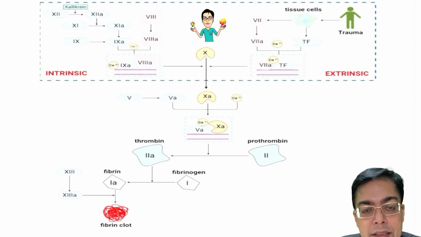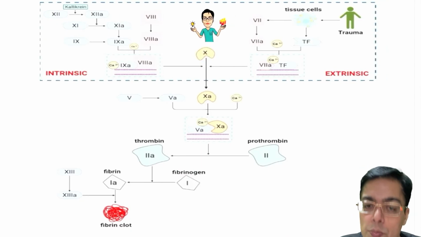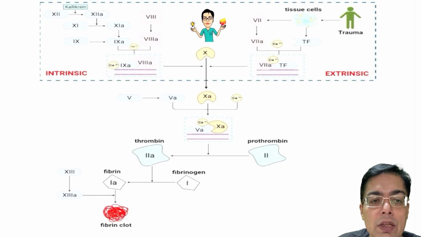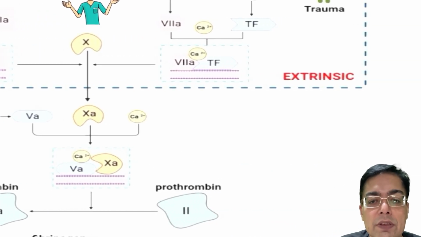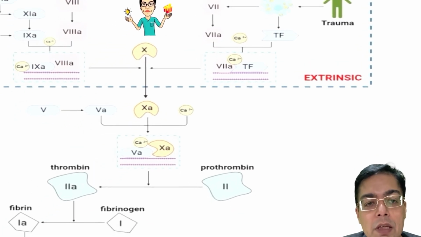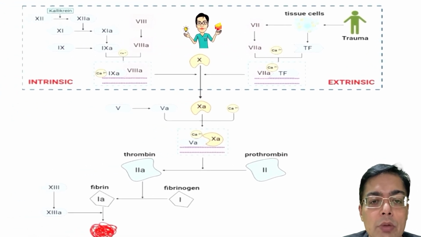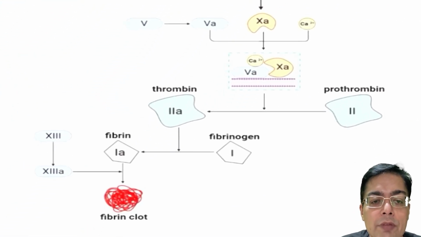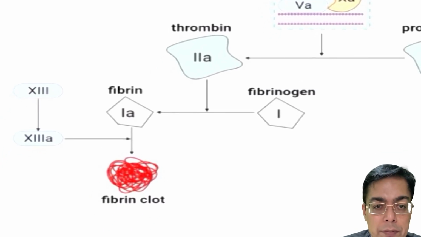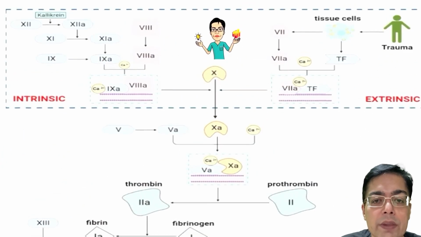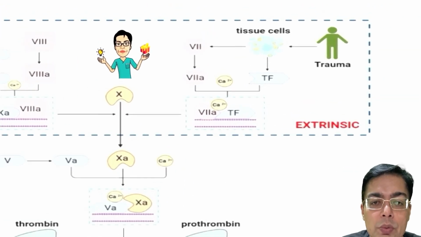So the coagulation cascade, friends, is going to get activated by two pathways. One pathway is given the name of intrinsic pathway and the second is given the name of extrinsic pathway. Whether we are talking about the intrinsic pathway or the extrinsic pathway, ultimately both of them have a common function. They will result in the formation of a fibrin clot. Let us understand how the activation of the coagulation cascade takes place.